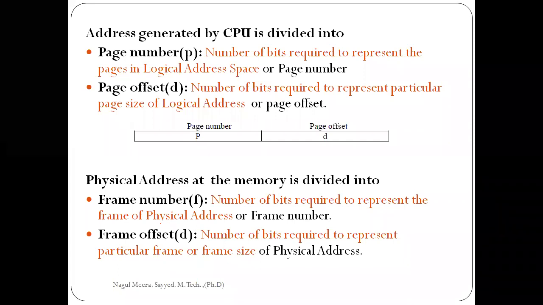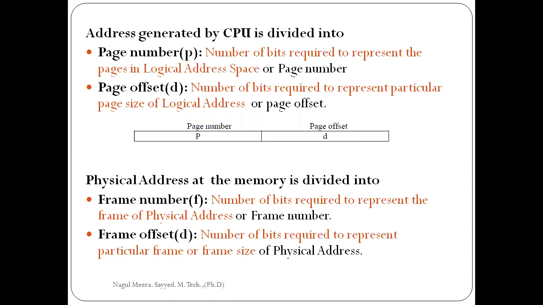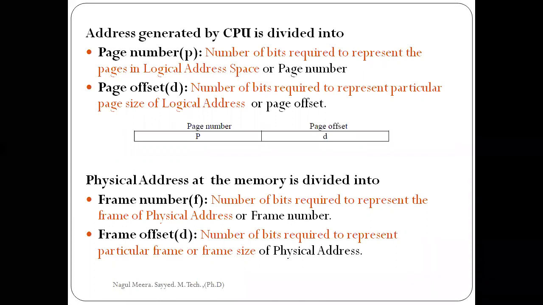Page numbers and page offsets are generated at the CPU, in the logical address. Frame numbers and frame offsets are generated at main memory.